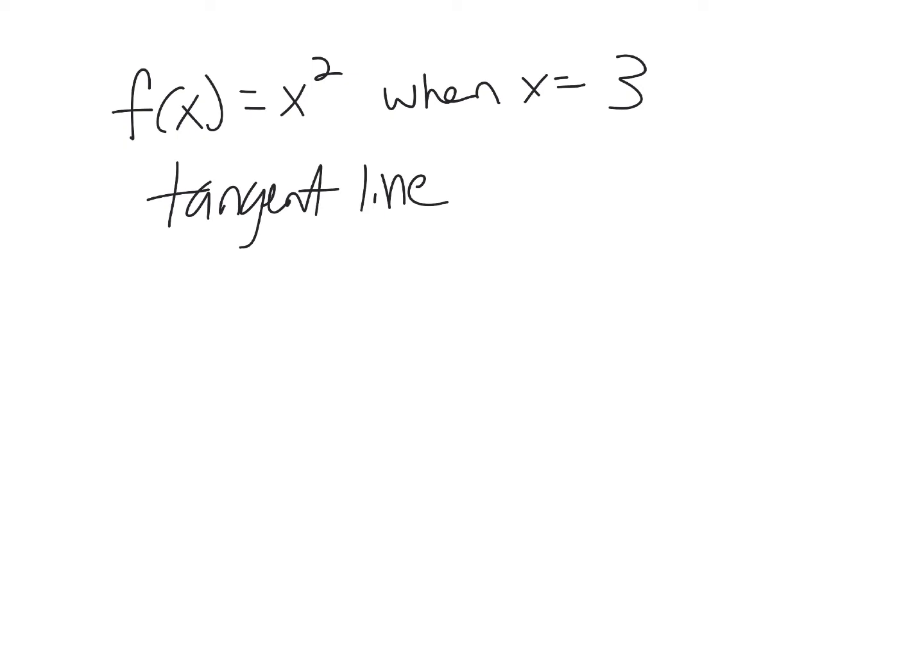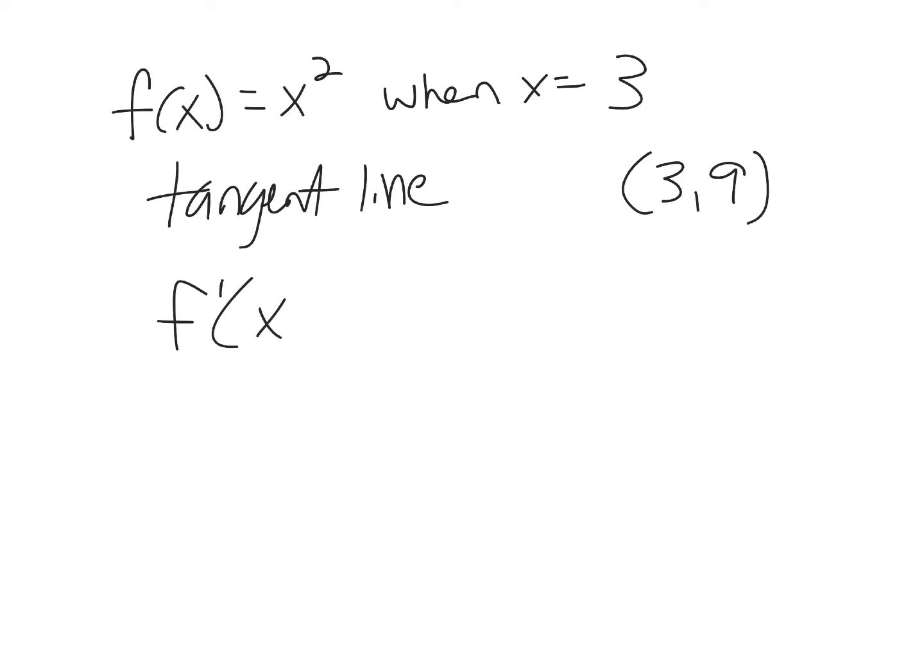It's important to note we need to find what the y value is at x equal to 3 for the original. So we put 3 in, 3 squared is 9, so 3 comma 9 is going to be the point at which we're trying to find the tangent line, right? So we have the point, now we need to find the slope, okay? So how are we going to find the slope? Well, of course, you probably guessed it, it's finding the derivative.